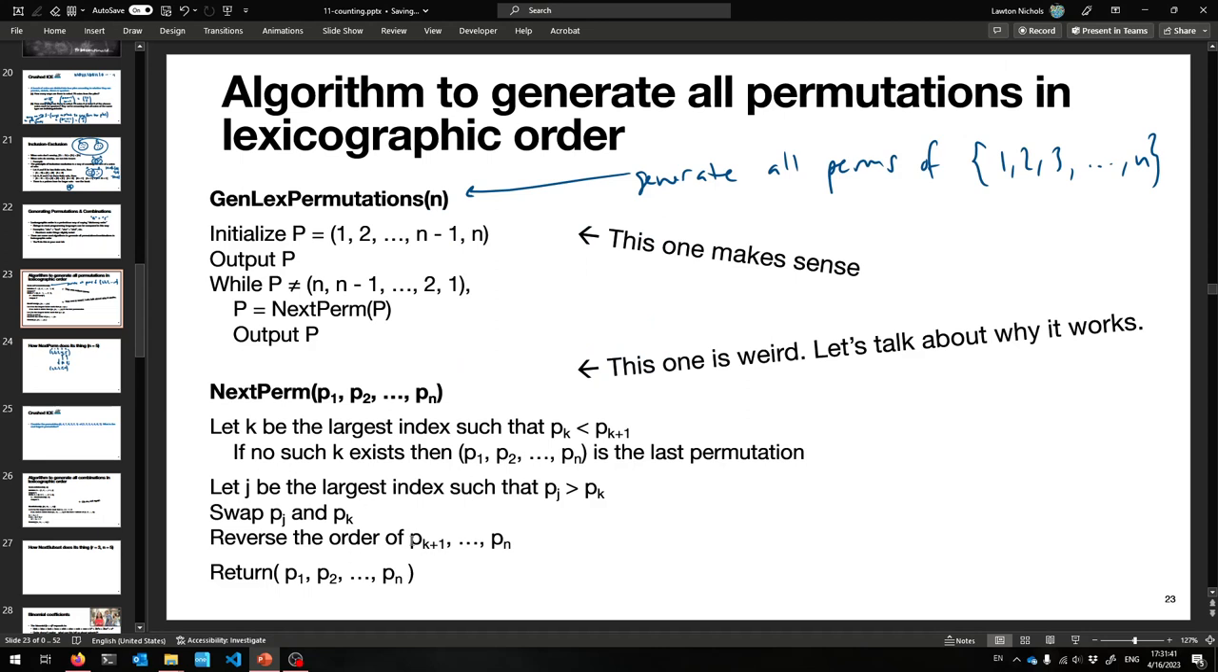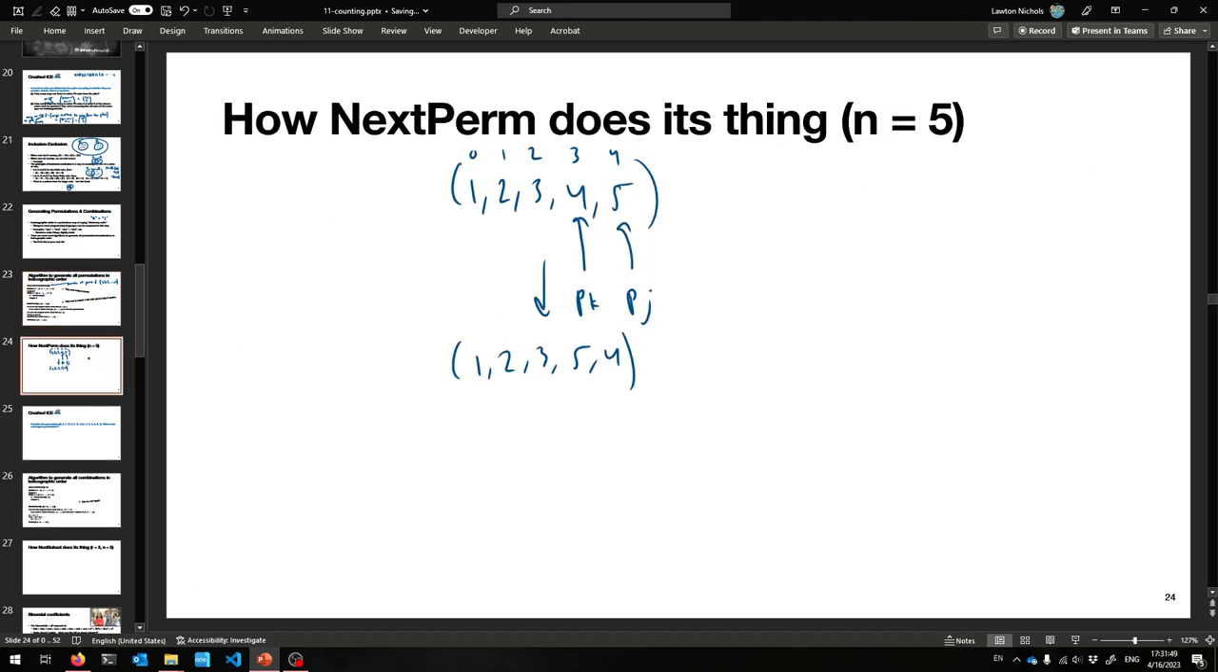And then you reverse the order of all the numbers between p of k plus 1 and p of n, all indices k plus 1 onwards. So here is k plus 1 onwards, reverse everything. There's nothing to reverse. Just keep the 4 in that spot. All right? And so that is your next permutation. It's the next bigger one after this one. Does that make sense? The 5 is bigger than the 4? So in dictionary order, this is the next bigger one, which is kind of cool.